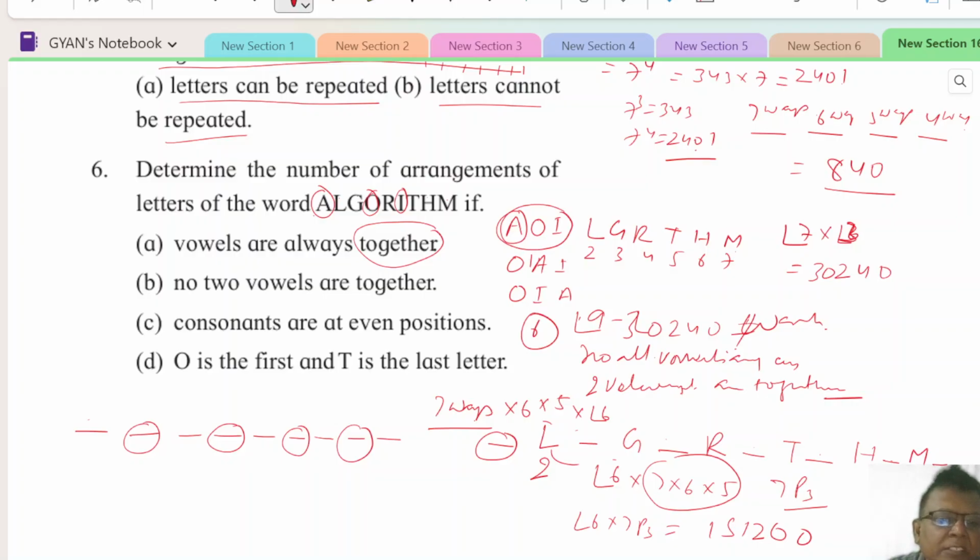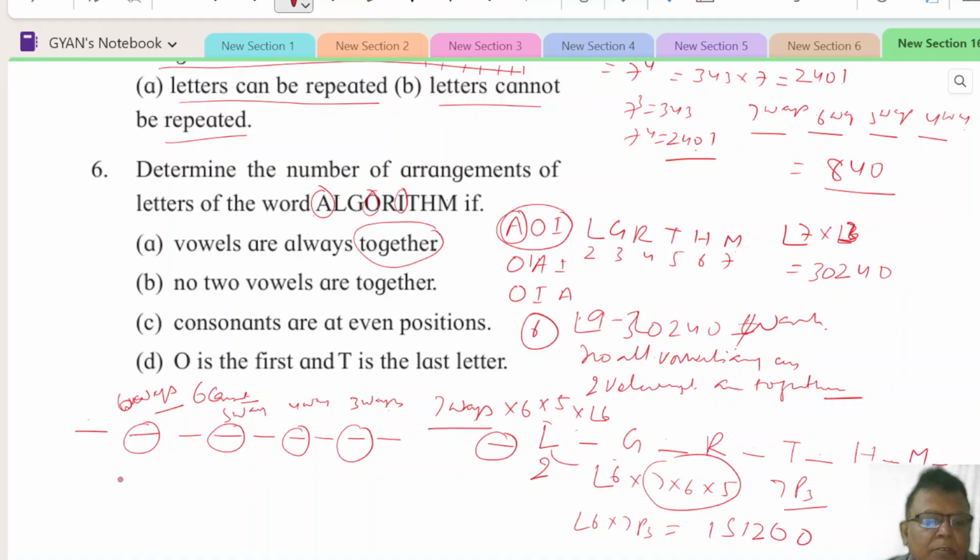So consonants have to be put on the even positions. So how many consonants are there? Six consonants. So six consonants you have to put on the even positions. So how will you put them? This even position you can put in six ways because six consonants are there. So either of any you can put. Here you can put in five ways. Here you can put in four ways. Here you can put in three ways. So four consonants get consumed.